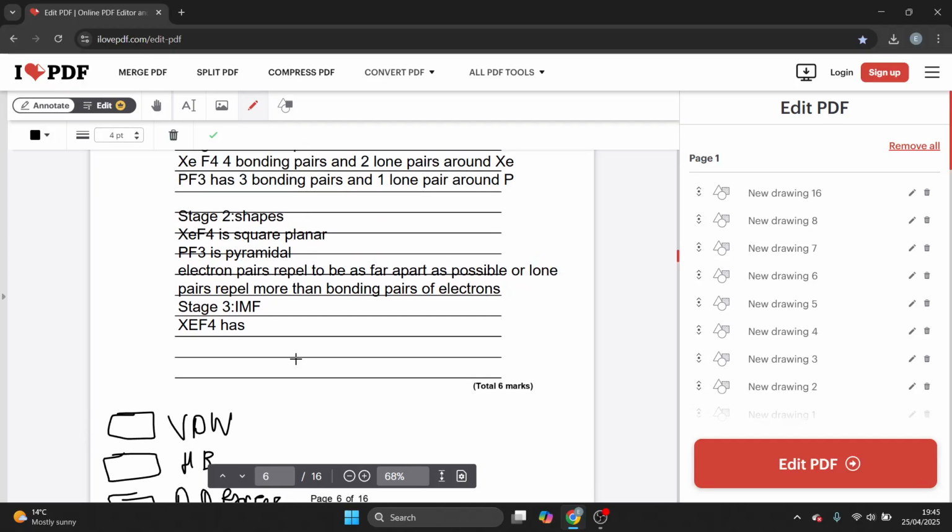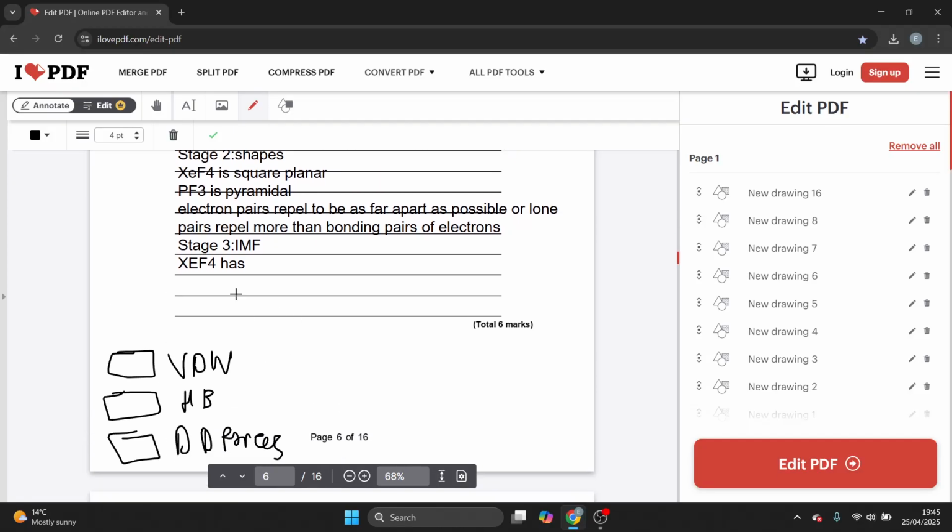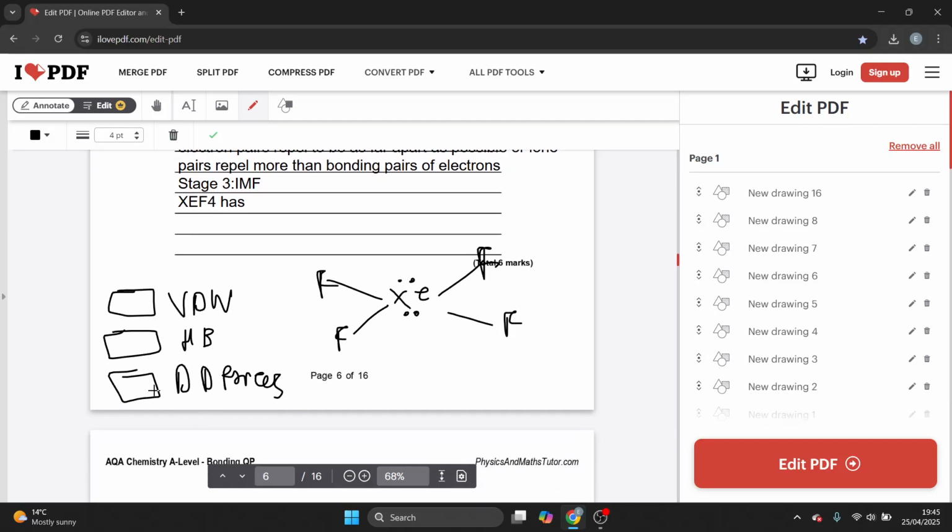And if I want to identify which one, let's look at XeF4. Let me draw it out as well, because I definitely have to draw it out so you guys understand what's going on. Let's start from the top. Sorry, Van der Waals forces. Let's start from the bottom.